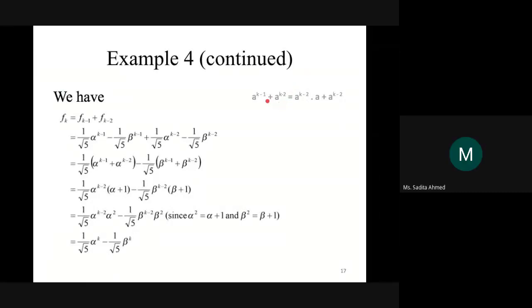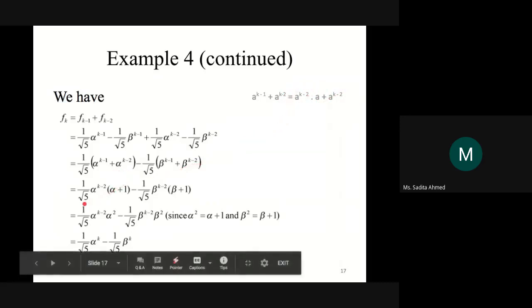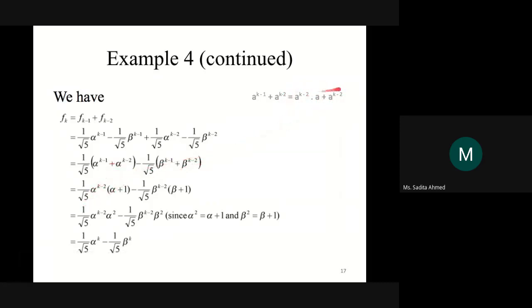All right then. So in that case, now alpha to the power of k minus 1 is being represented in this way: alpha to the power of k minus 2 into alpha. And alpha to the power of k minus 2 is already there. So here, in these two terms, there is a common term, alpha to the power of k minus 2. We'll take that common term outside. If we take alpha to the power of k minus 2 common, what do we get? We get alpha plus 1 left. Alpha plus 1.